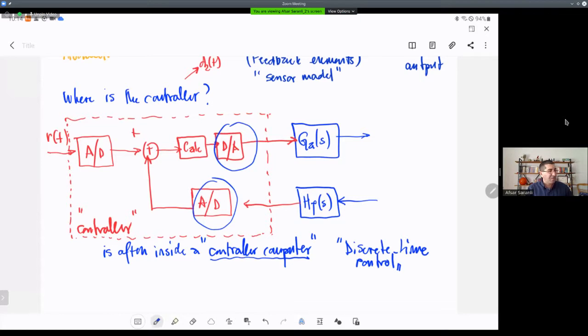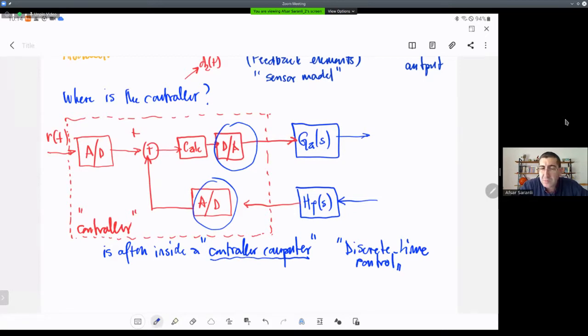Any questions so far? Hocam Özgür, benim bir sorum var. Yes, go ahead. Can we have analog controllers? Excuse me. Do we have analog controllers in real life?